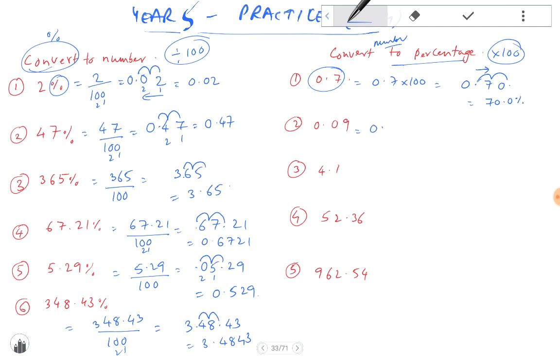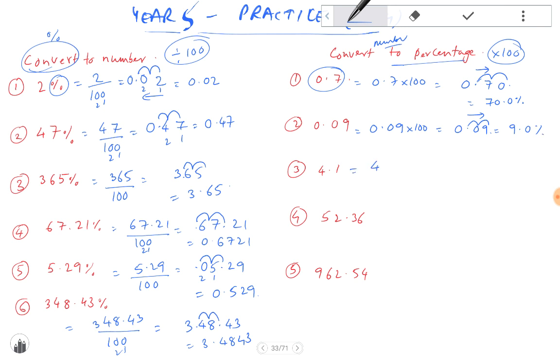And we have 0.09. You multiply that by 100 again. So you write down 0.09 in the answer section. You move this decimal place by 2 points. Start from the left, move towards the right. So and then put a decimal. So it becomes 9.0 percentage.